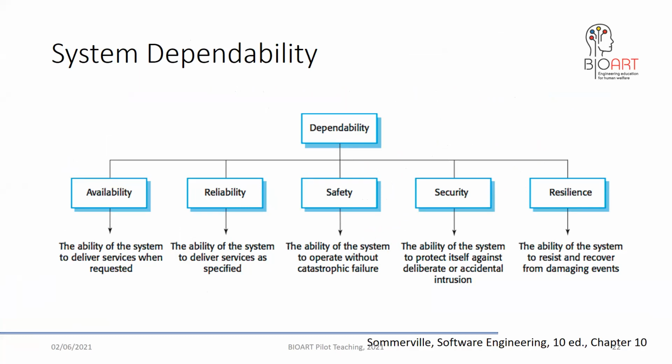So system dependability has 5 main attributes. Availability is the ability of the system to deliver services when requested. Reliability is the ability of the system to deliver services as specified. Safety is the ability of the system to operate without catastrophic failure. Security is the ability of the system to protect itself against deliberate or accidental intrusion. And resilience is the ability of the system to resist and recover from damaging events.